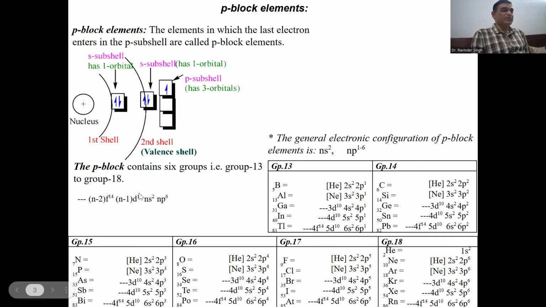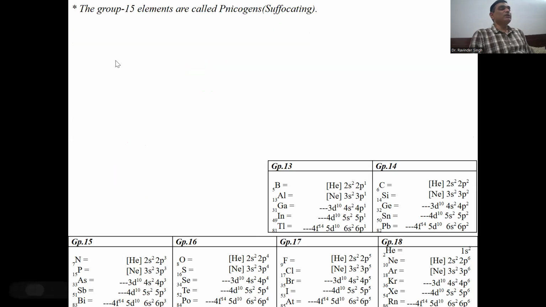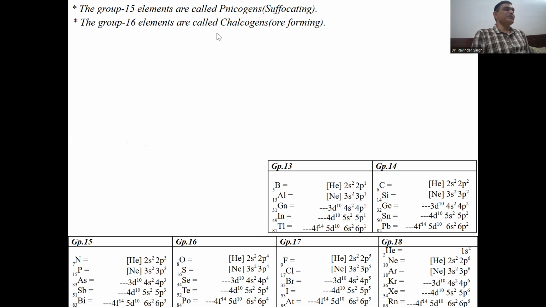So that is about the general electronic configuration. Now, what is the other name of group number 15 elements? The group number 15 elements are also called pnictogens, due to their suffocating nature. Group number 16 elements are called chalcogens due to their ore forming nature. They are present in the earth crust to form the ore.